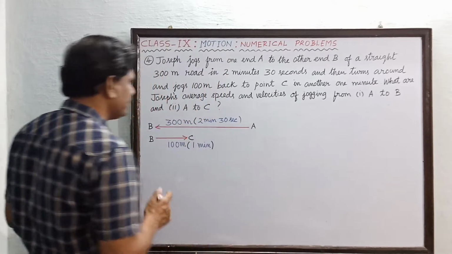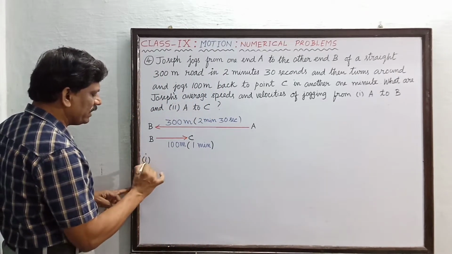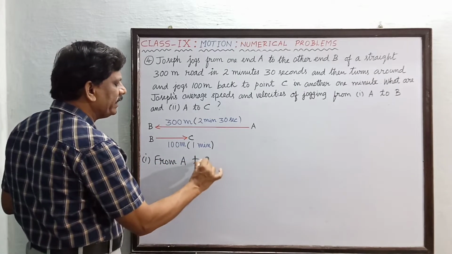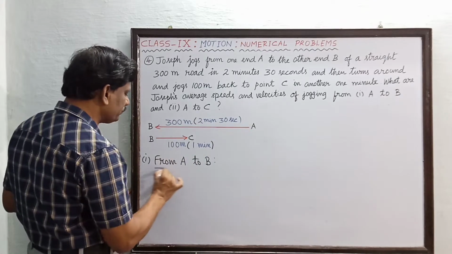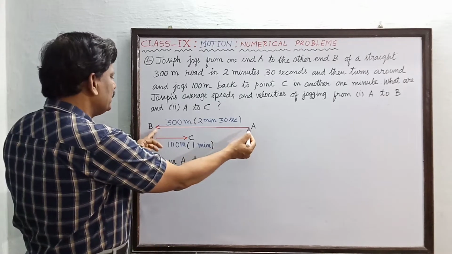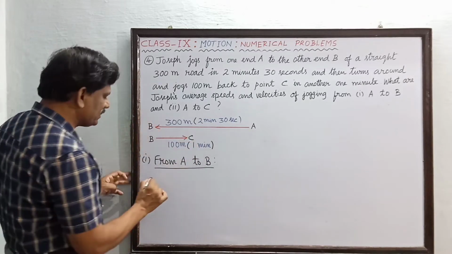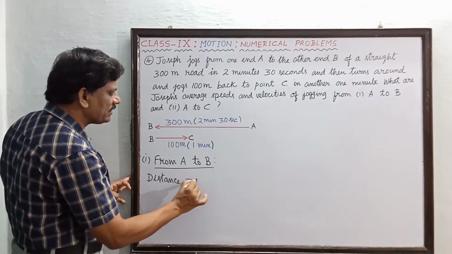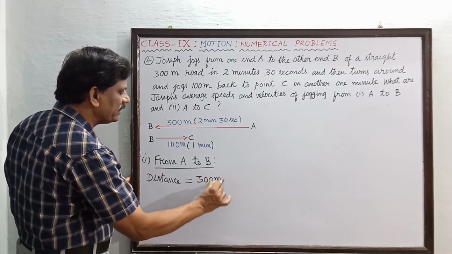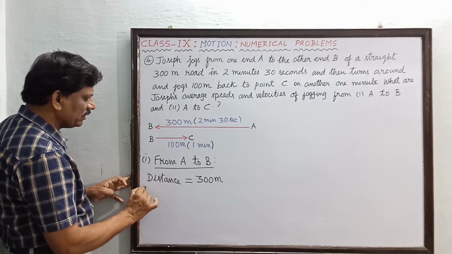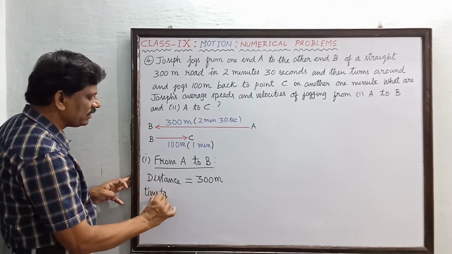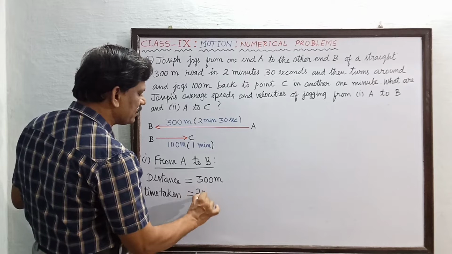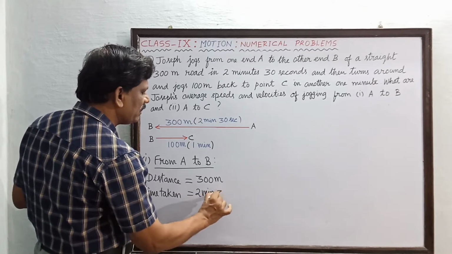So first let us take the subdivision 1. From the point A to the point B. What is the distance traveled? The distance traveled is equal to 300 meter. And the time taken for this is equal to 2 minutes 30 seconds. So this is 2 minutes plus 30 seconds.